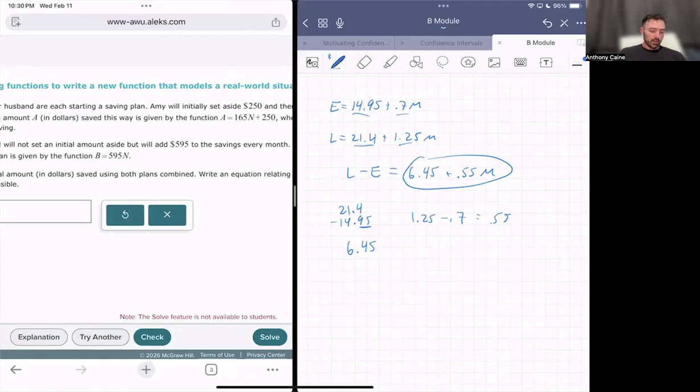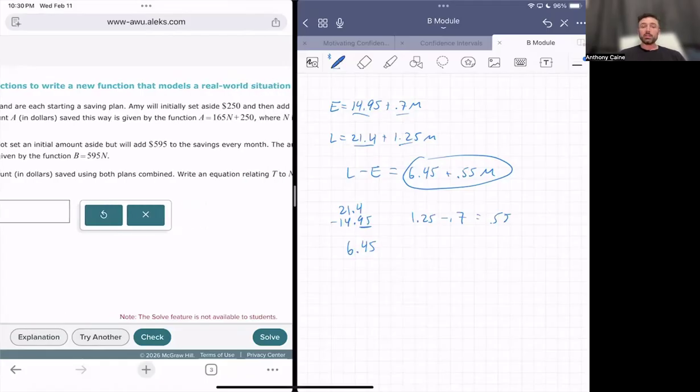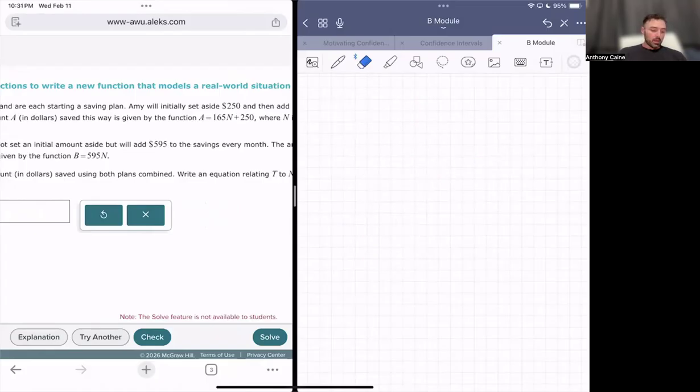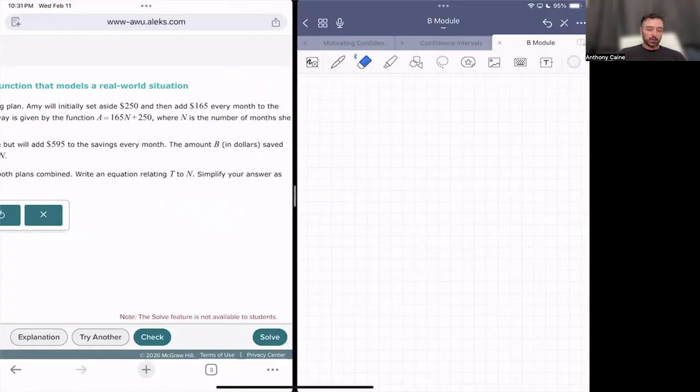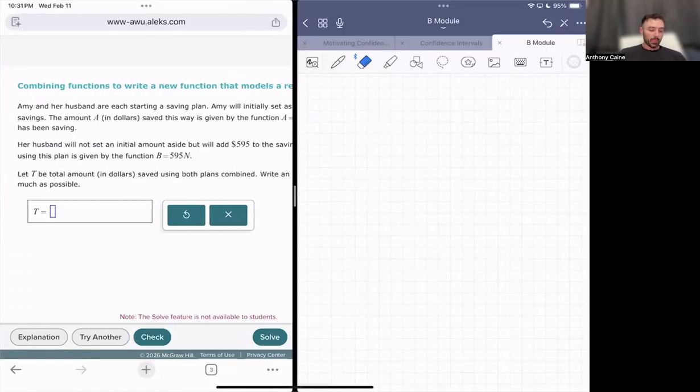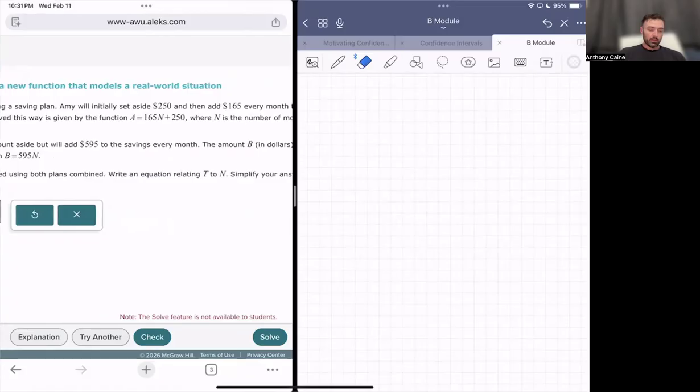The total amount saved using both plans combined. So this will be addition, right? Both plans combined. That sounds like I add stuff. Amy will initially set aside $250 and then add $165 every month to the savings. Fine. And then they give you that as a function.